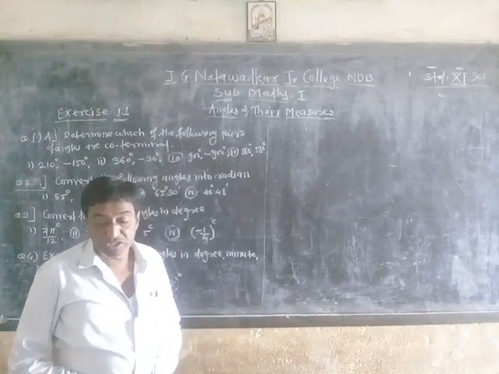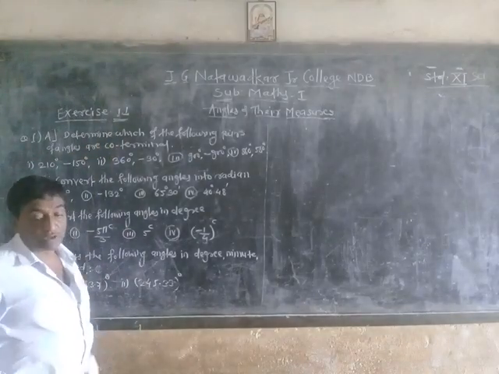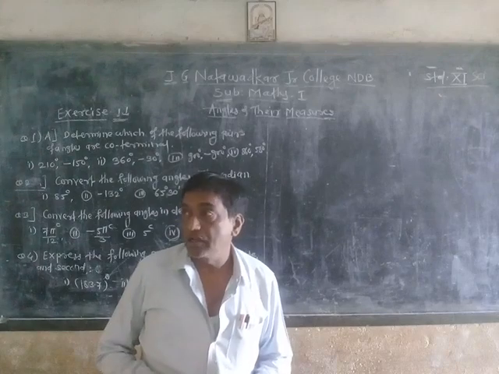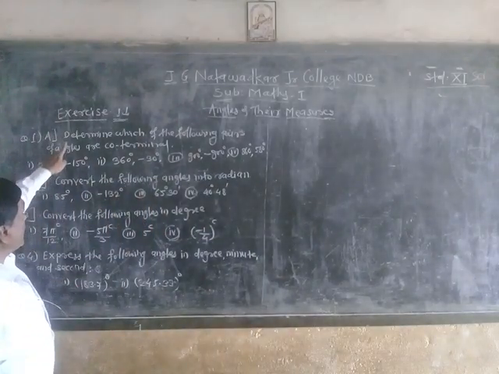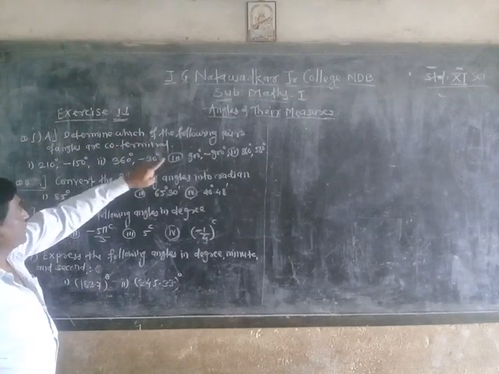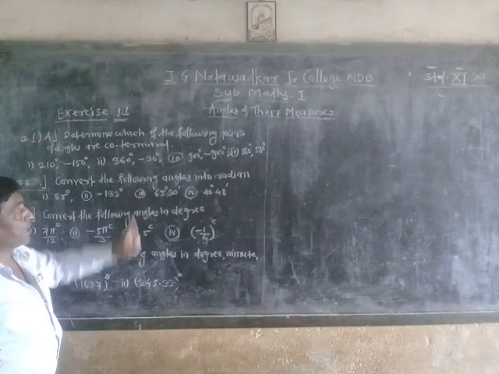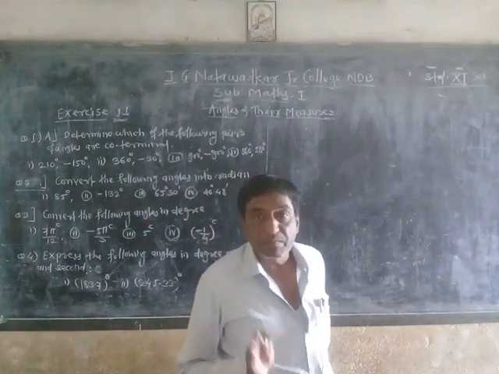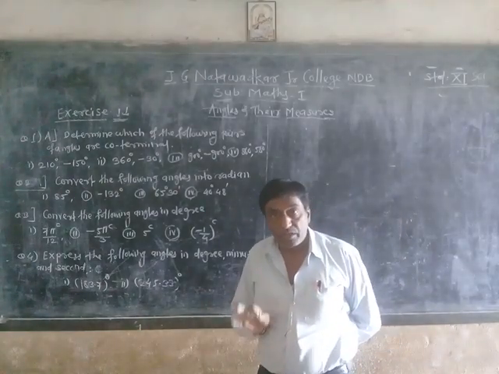Now today we see the exercise, Exercise 1.1, given in your books, and that exercise will start now. In this exercise, question number 1 is: determine which of the following pairs of angles are coterminal angles. So students, we already saw what is meant by coterminal angles. Again we see what is meant by coterminal angles.